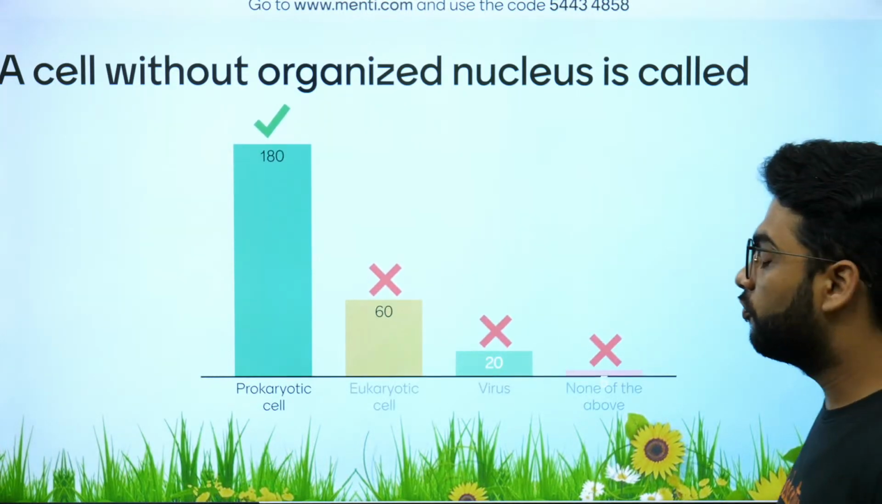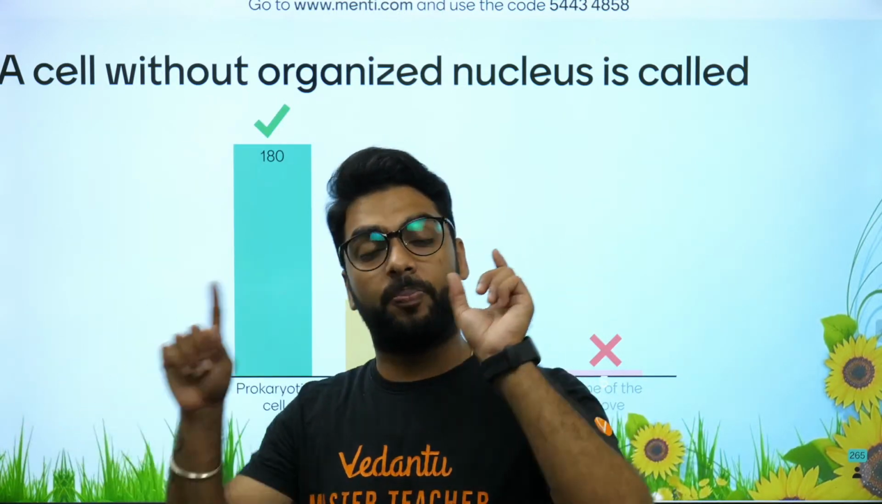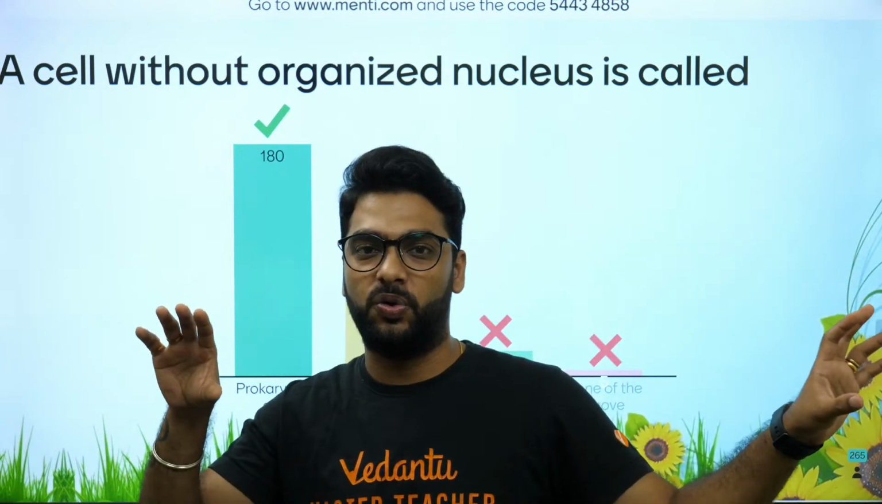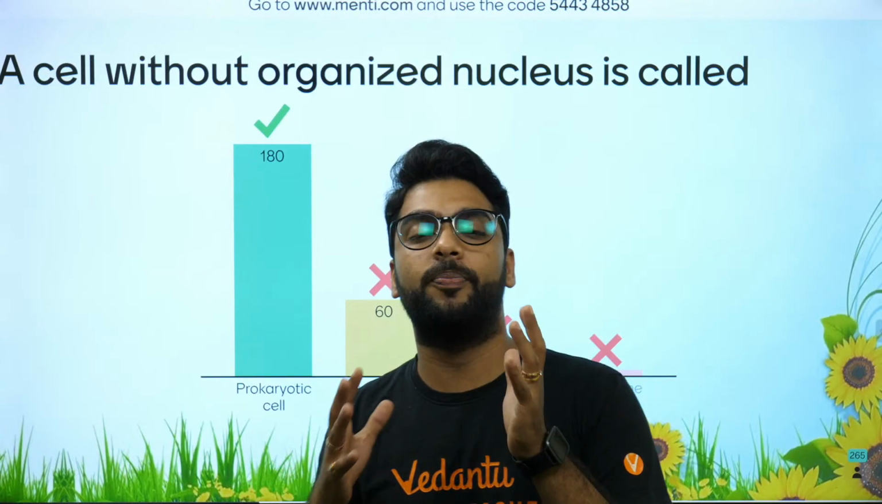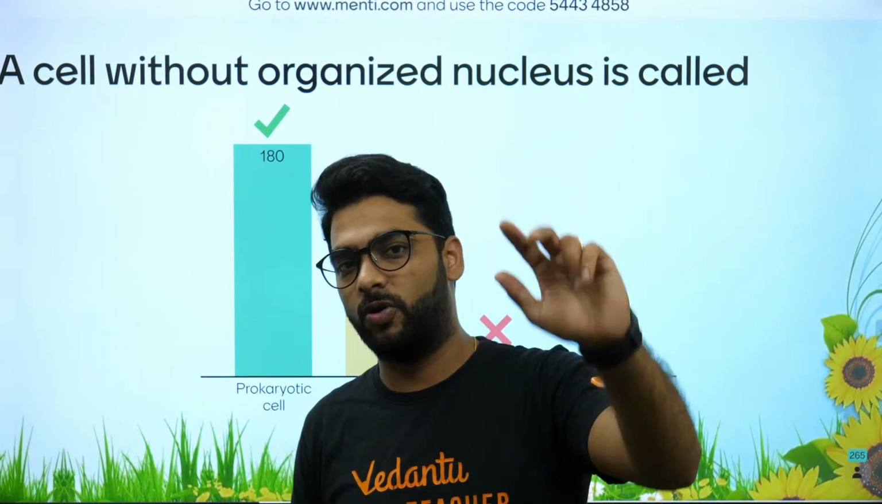Chalo. So 180 students are correct. Prokaryotic. Pro means primitive or primary, and karyos matlab nucleus. The one with the primary kind of nucleus, which is not well defined. It is open. Right? That is called a prokaryotic cell. Example, only two examples, bacteria and cyanobacteria.